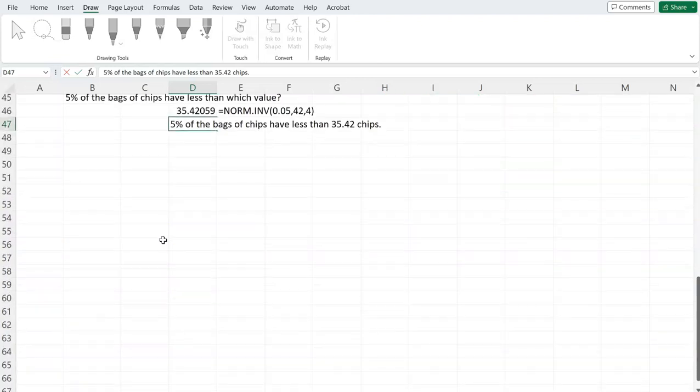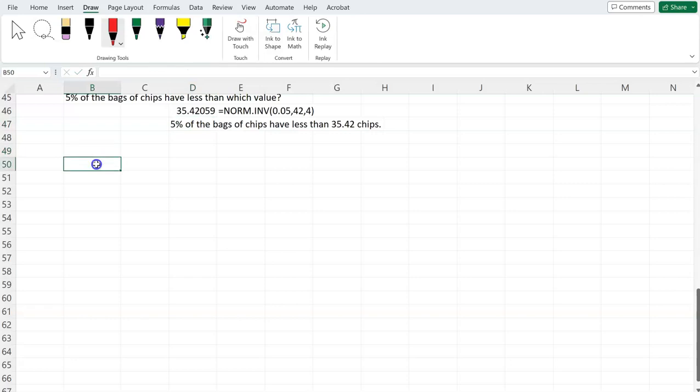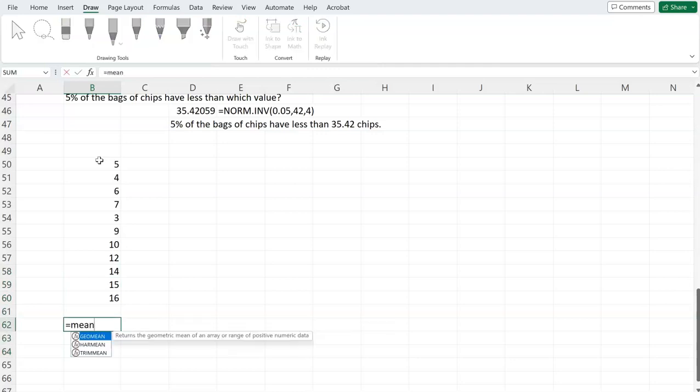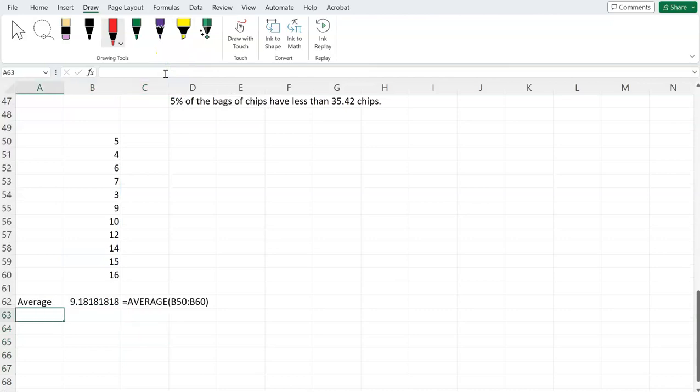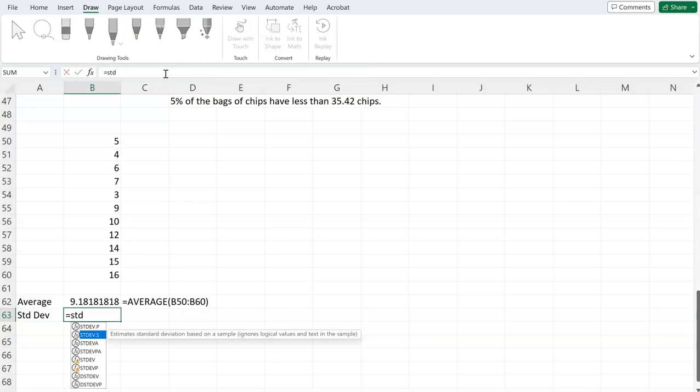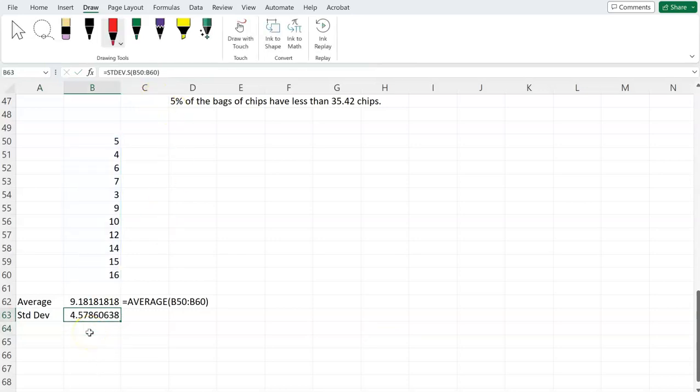Now, another thing is that we may have a list of data, and we may want to find out if this data has a normal distribution. So let's say we have this array of data, and we want to know, is this data normally distributed? Let's find the mean, and this is the formula for average. For the standard deviation, let's still use .s since we are still dealing with a sample.